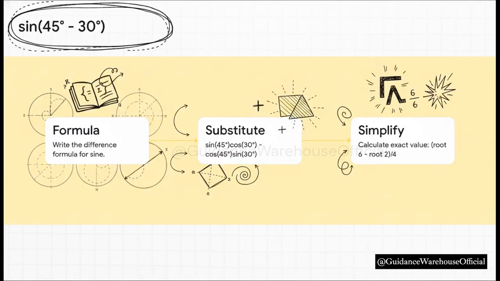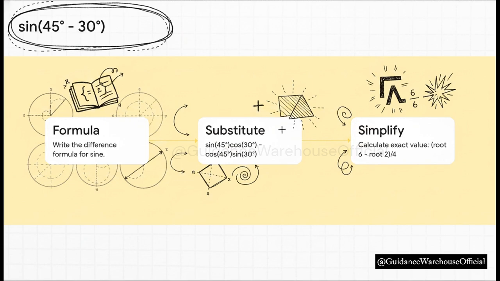Let's test this pattern out by evaluating the sine of 45 degrees minus 30 degrees. Step 1, we just write the difference formula for sine, making sure we mix the functions and keep that minus sign intact. Step 2, we substitute our angles in. Sine 45 cosine 30 minus cosine 45 sine 30.